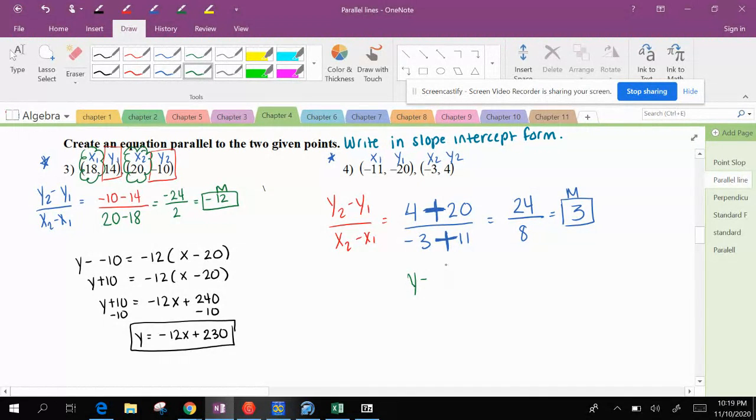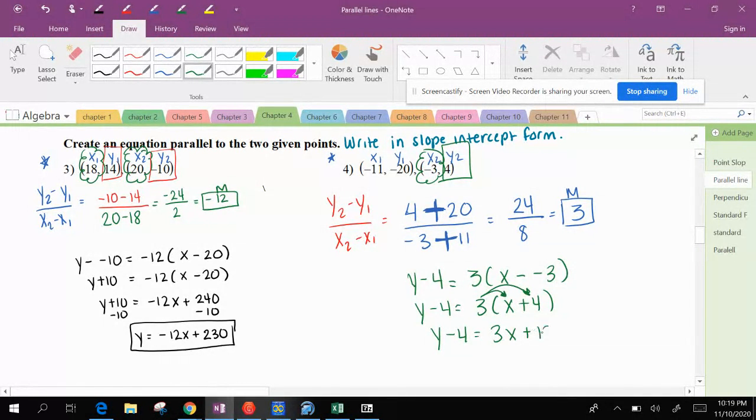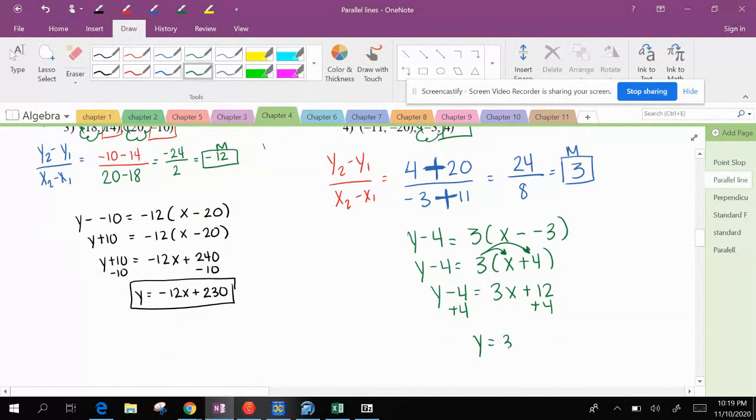y minus my y value, which is 4, equals my slope, 3, times x minus my x value, which is negative 3. Simplify that. And now distribute, because I want my final answer to be in slope-intercept form. 3x plus 12, and then I'm going to add that 4 over to combine like terms. y equals 3x plus 16. And I am done.